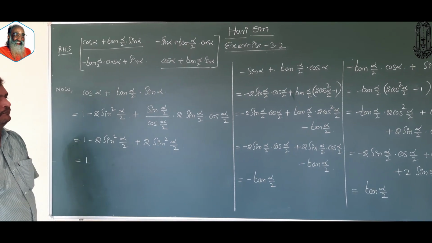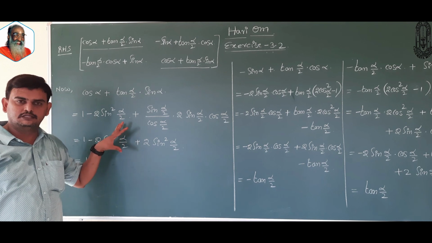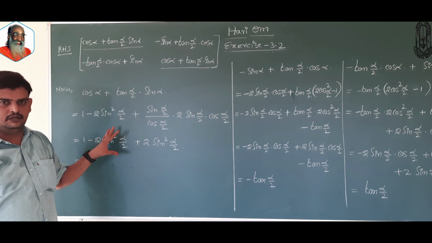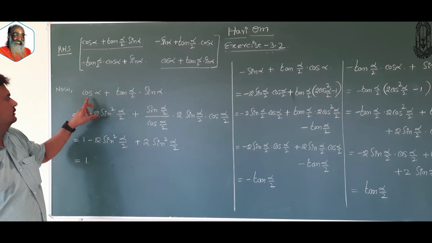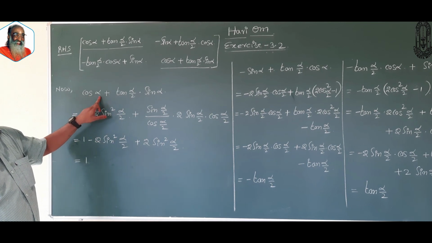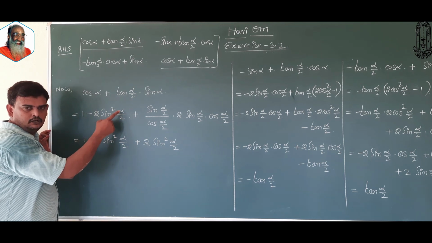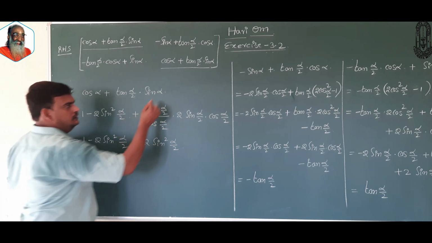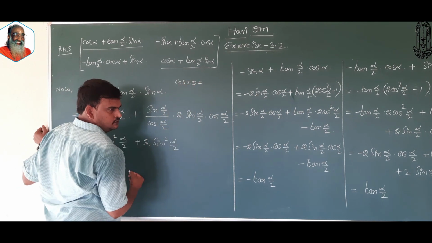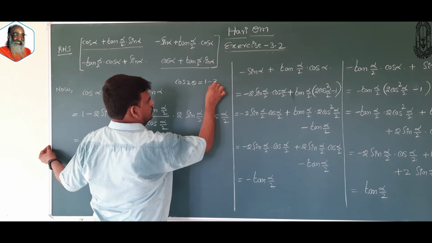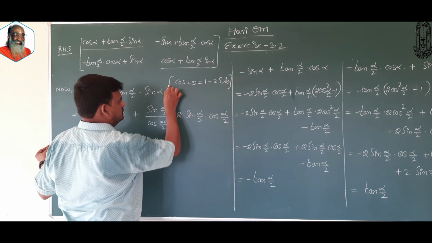How to get it? To simplify this, we need the multiple and submultiple angles concept. So cos alpha can be written as 1 minus 2 sin square alpha by 2. Usually we have the concept of cos 2 theta. So cos 2 theta is 1 minus 2 sin square theta.